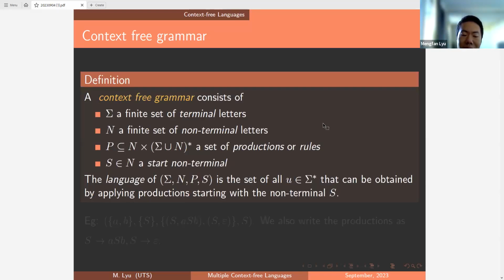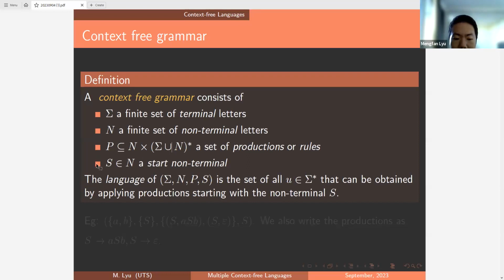So a context-free grammar consists of 4 parts. The first one is the terminal letters, which can be regarded as the letters in this language. The second one, N, is the non-terminal letters. And then we need a production. We need some rules to produce this language, which consists of one letter in the non-terminal part, and the other part consists of the terminal letters and non-terminal letters.